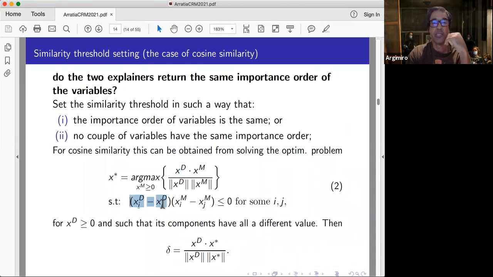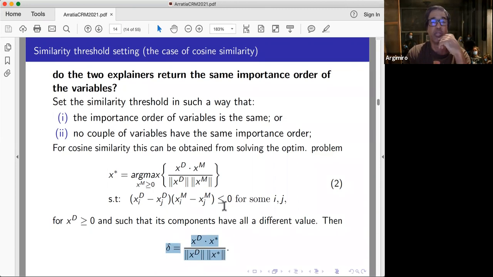Such that they are also subject to this constraint, which says that the order is not the same: if xi minus xj is negative, then xi and xj with respect to the model explainer should be positive in order to be less than or equal. And if we change this inequality, then we will be looking at the importance order of variables being the same. So the solution of this will give me my delta for either problem. So we do that.